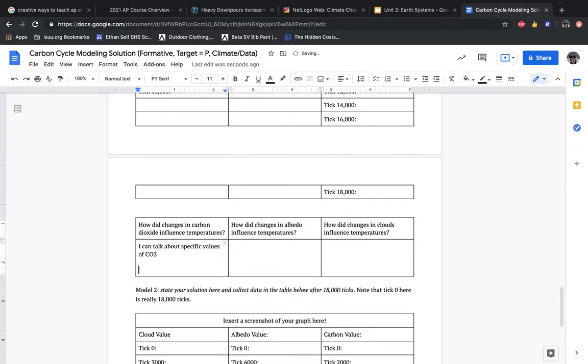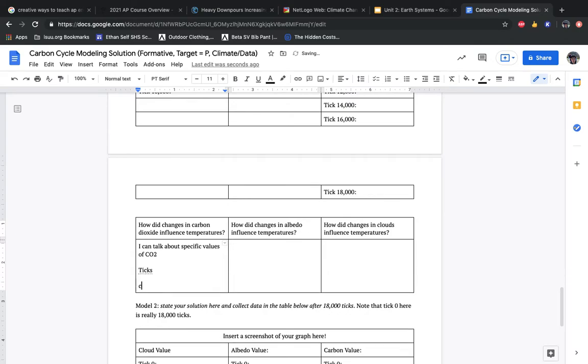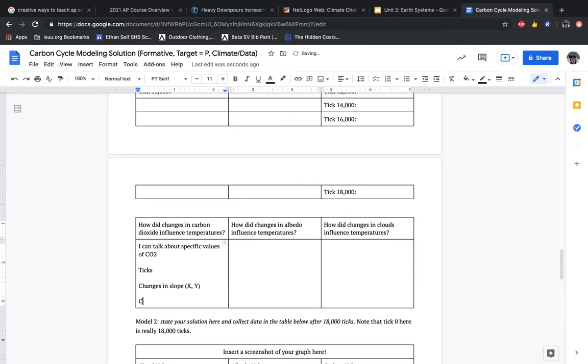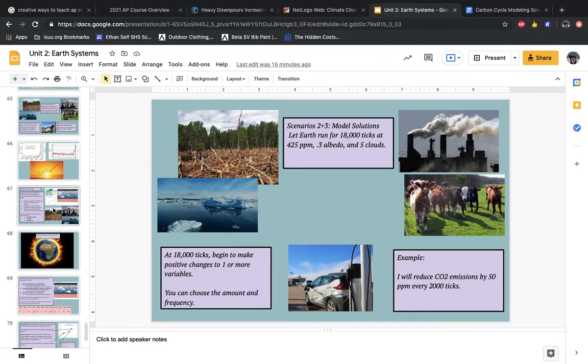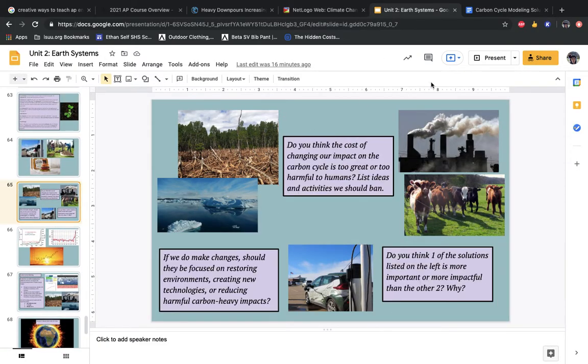So when it comes to citing information in here, I can talk about specific values of CO2. I can talk about ticks. I can talk about changes in slope, thinking about x and y values. And I can also look at the percent difference in temperature for different changes. This data hopefully is going to allow us to start to think about the big questions that we're going to be answering towards the end of the year.